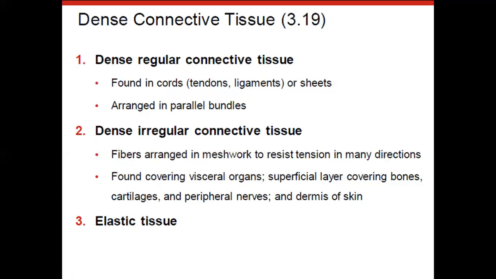These collagen fibers run in every which direction, so dense irregular connective tissue can resist force in every which direction. And you can find it layering, basically covering visceral organs, so internal organs. It's the superficial layer covering bones, cartilage, some peripheral nerves, and the dermis of the skin. So you can find dense irregular connective tissue everywhere.